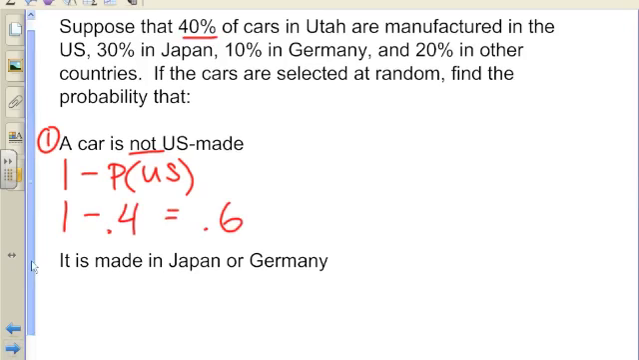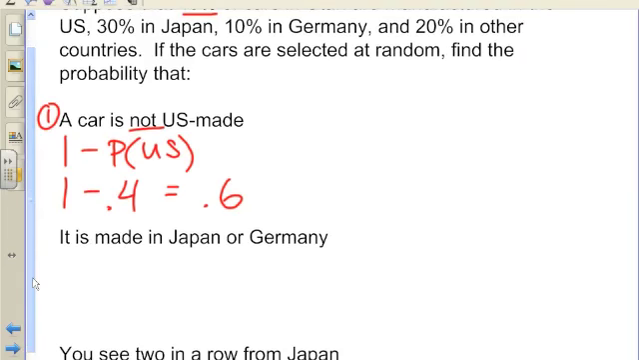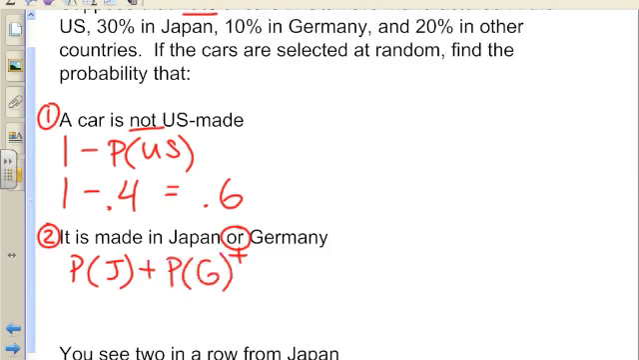What about it's made in Japan or Germany? Remember that word or tells us we're going to be adding. So I'm going to take the probability of cars made in Japan, and I'm going to add the probability of the cars made in Germany. Well, let's see. Japan was 30%. That's 0.3. Germany is 10%, that's 0.1. So my answer is 0.4.